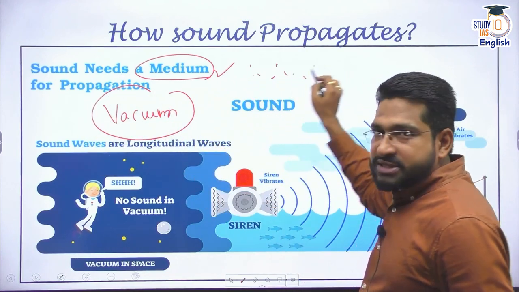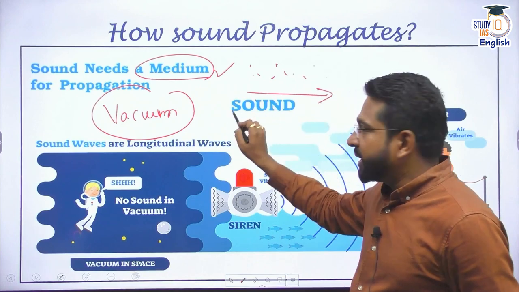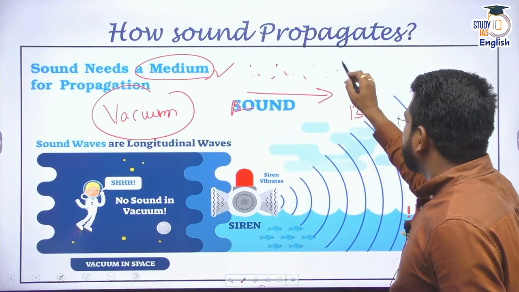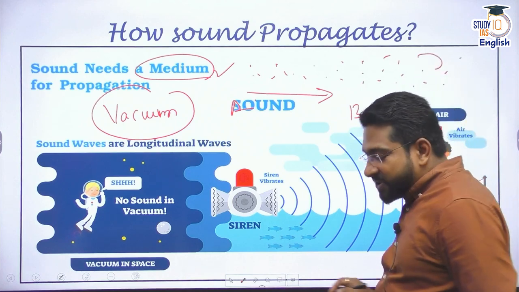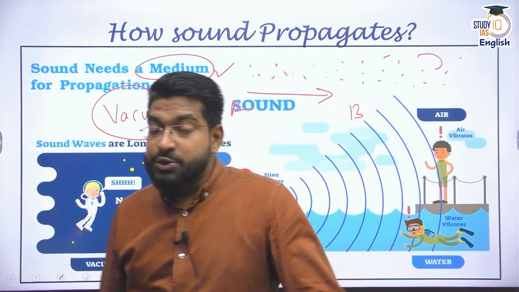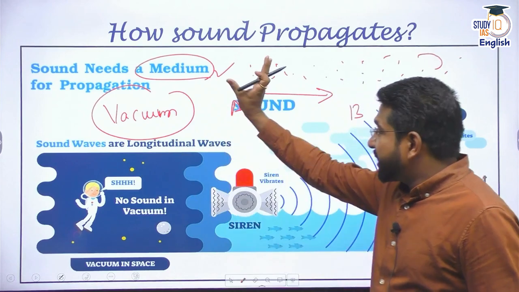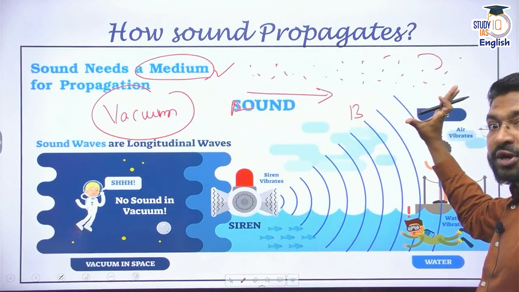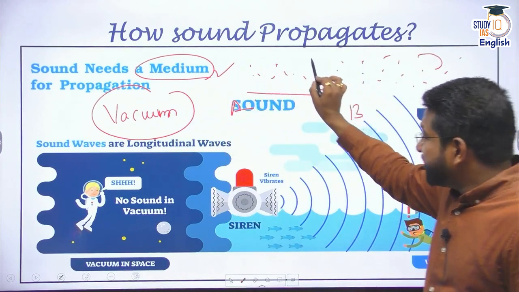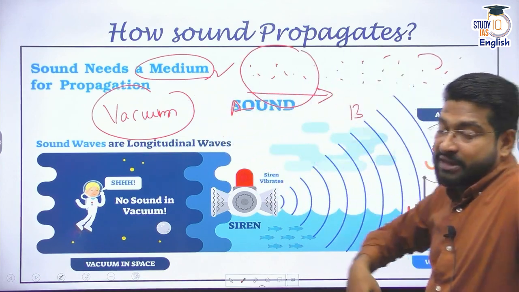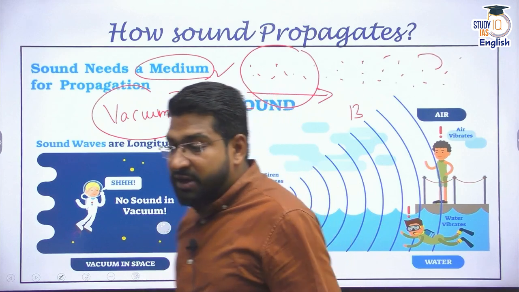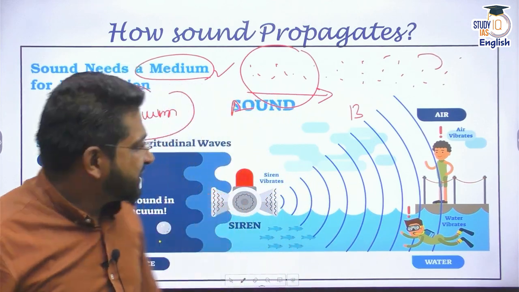through different particles. Say if the sound is traveling in this particular direction from point A to point B, there are different matter, and we have already established that matter is composed of different atoms, molecules, right? So these atoms will continuously move and transfer the energy from point A to point B. And for that, we need some matter. It might be air particles, it might be liquid, it might be water, or it might be even solid. So sound travels through air.